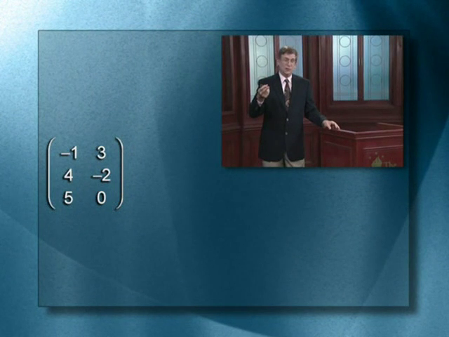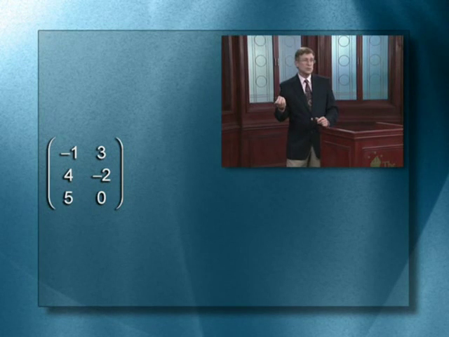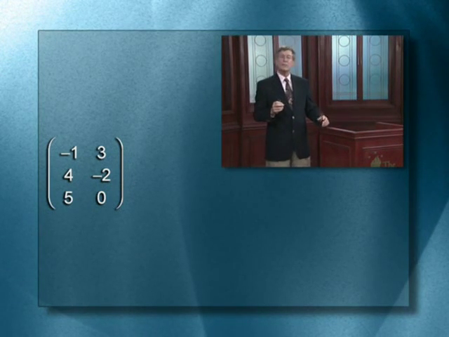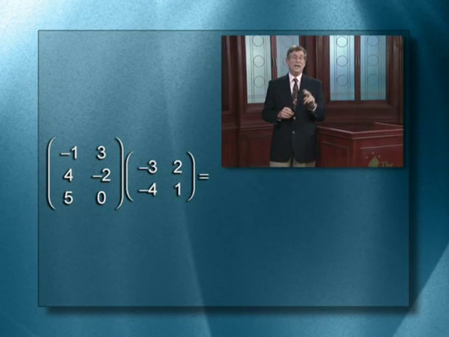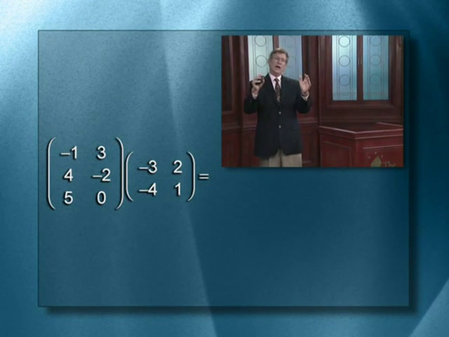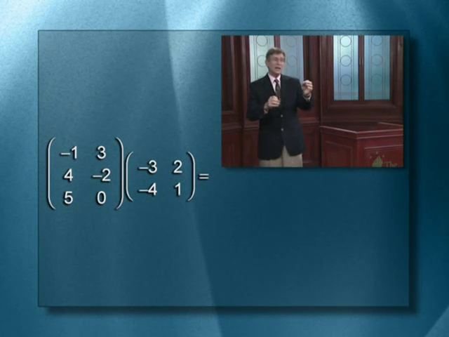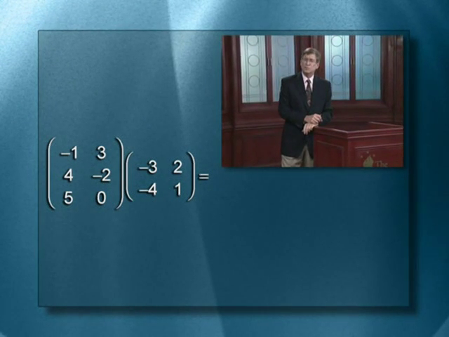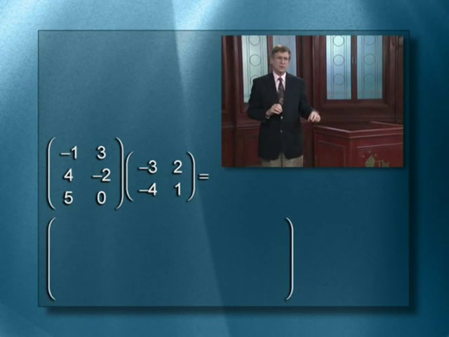Let's multiply the following 2 matrices. The first one will be a 3 by 2 matrix, 3 rows, 2 columns. The entries are minus 1, 3, 4, minus 2, 5, 0. And I'm going to multiply it by the matrix minus 3, 2, minus 4, 1, a 2 by 2 matrix. In a minute, I'll talk about whether or not you're even allowed to multiply these matrices. Trust me, you can in this case. And the answer is going to be a 3 by 2 matrix. Here's how you get that answer, the product of these 2 matrices.